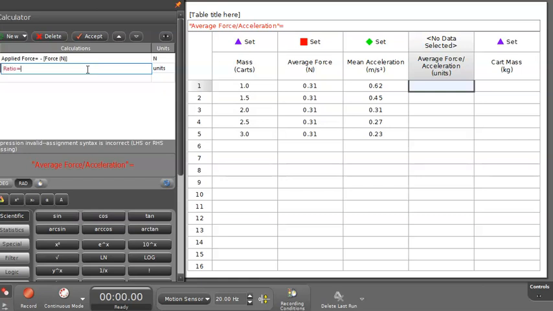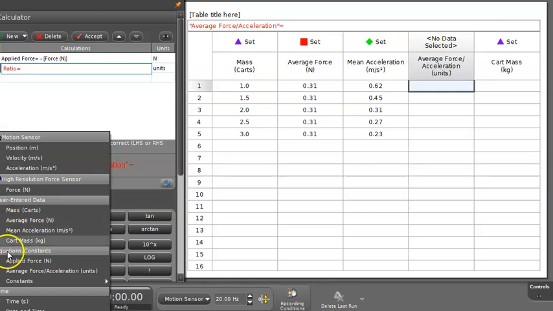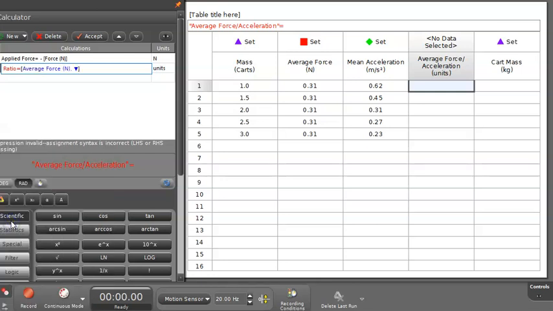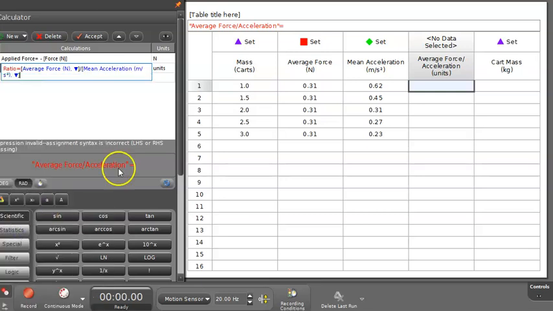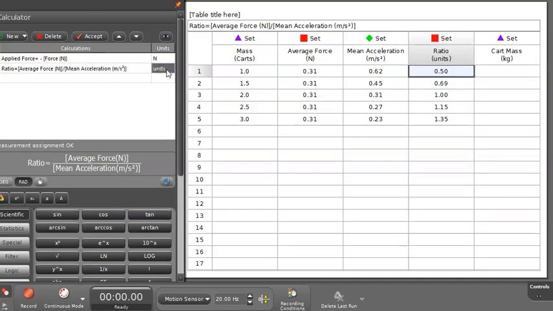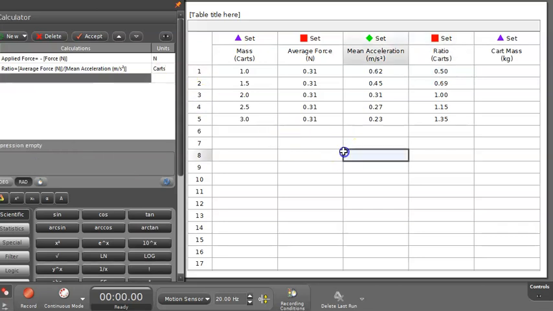And ratio is going to be equal to the average force divided by the mean acceleration. The units should be in kilograms. Actually, we're going to use cart masses, so we're just going to call this carts. Let's see if this is going to be the same units.